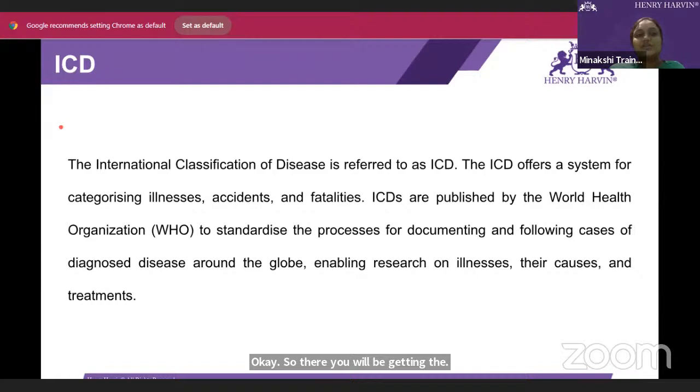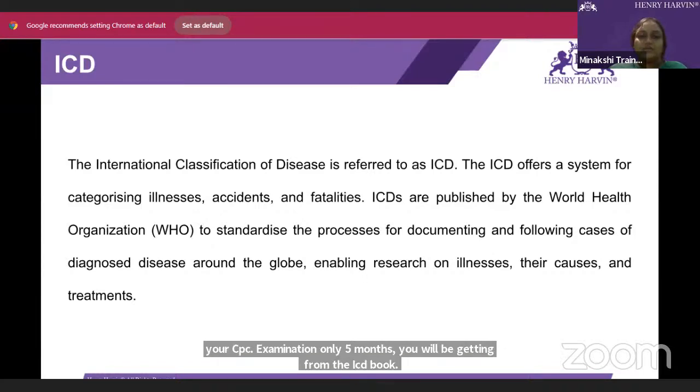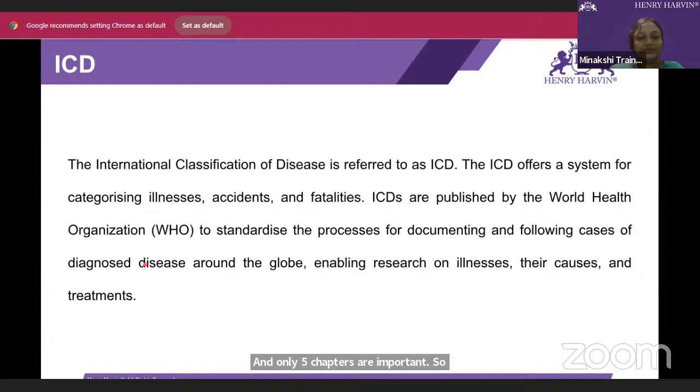How many chapters will be there in ICD? 22 chapters will be there. For your certification purpose, 5 chapters will be important. No doubt you will be studying 22 chapters, but in your CPC certification examination, you will get only 5 marks from the ICD book, and only 5 chapters are important. So ICD coding is very, very easy even. Next I will be talking about CPT. Okay, CPT.